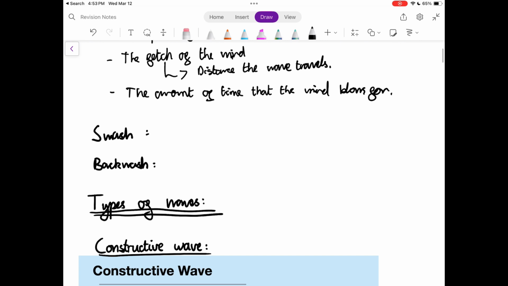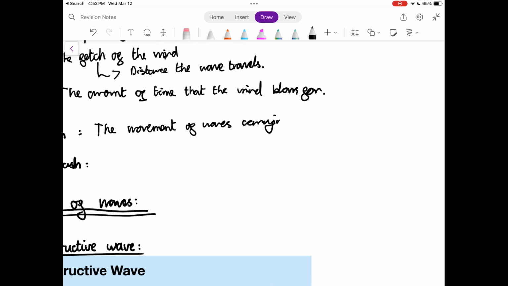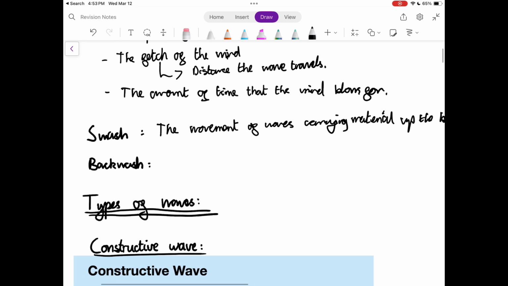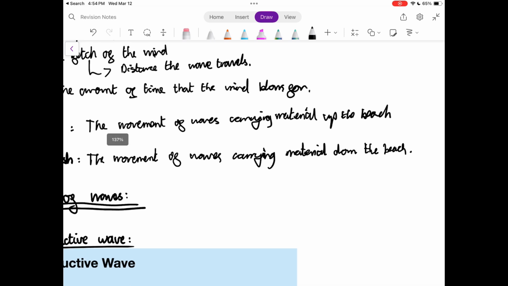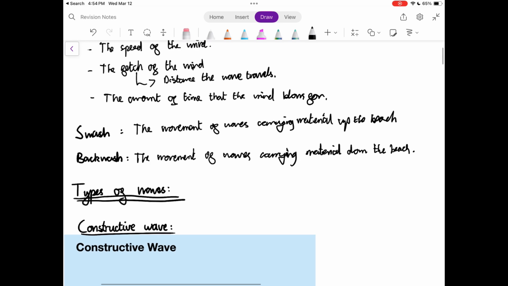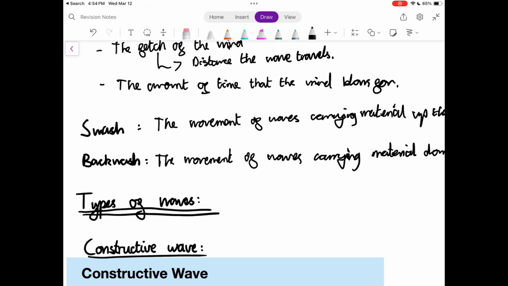Okay, so now we're going to be looking at two important key terms you need to know, which are swash and backwash. So swash is the movement of waves carrying material up the beach. And backwash is quite literally the opposite. So the movement of waves carrying material down the beach. Okay, so these are two definitions that you need to know, because you will need to know them in order to answer questions in the exam, as they will just refer to the terms swash and backwash when they're phrasing the exam questions.